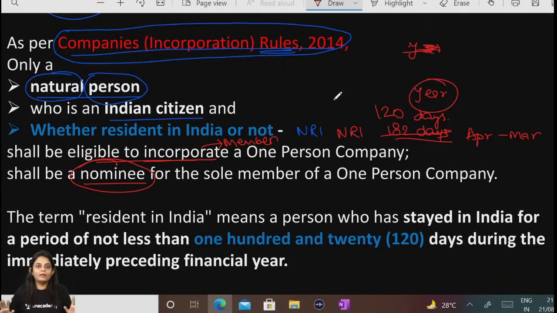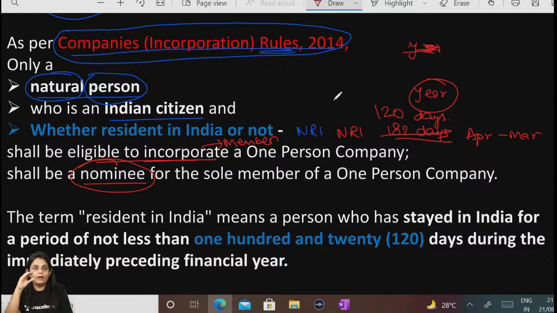Acha, tell me one thing. Can I just put your name as a nominee without even asking you? All of you answer, tell me. Can I just put your name as a nominee without even asking your permission or getting your consent?